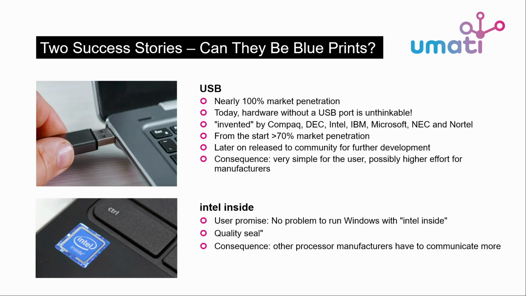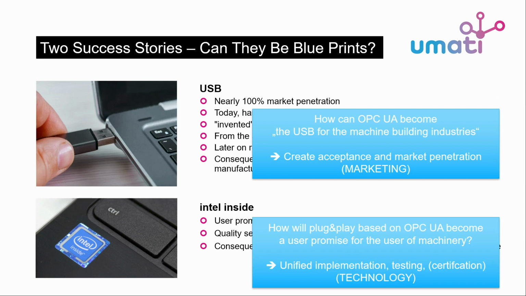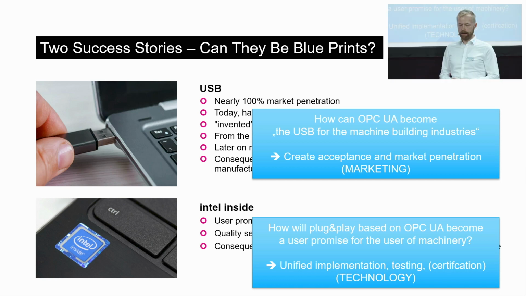And with Umati, we are trying to achieve both of these. So how can OPC-UA become the USB of the machine building industries by creating acceptance and increasing the market penetration? And how can we use it as a label, as a quality seal for machines by unifying the implementation of the standard and providing testing and probably even certification.